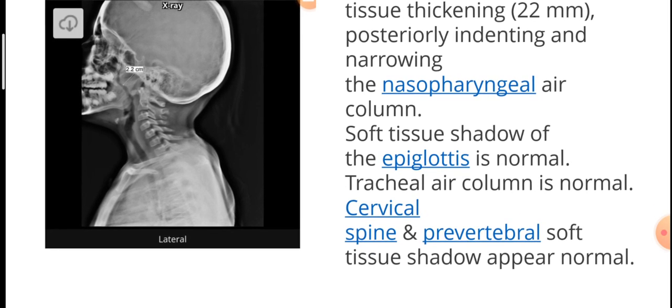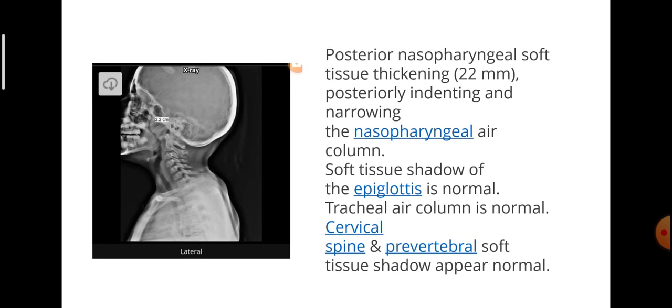Soft tissue shadow of the epiglottis is normal. The tracheal air column is normal. Cervical spine and prevertebral soft tissue shadow appear normal. The findings of adenoid hypertrophy. Here we have an in-depth review of adenoid enlargement.